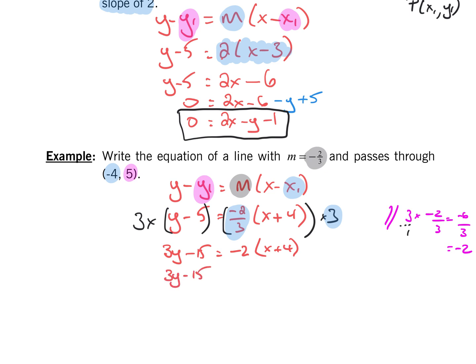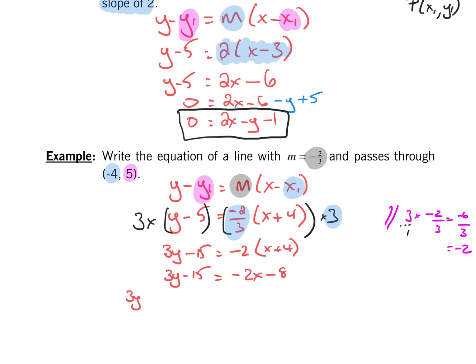So 3y minus 15. And now we'll multiply the -2 by x plus 4. So -2 times x is -2x. -2 times 4 is -8. And now, which side should we go to? To make this decision, look at the x. Right now, it's negative. We don't want it to be negative, so let's bring it over to the left. And if we're moving it, then we'll also move the -8. Everything will go to the left.